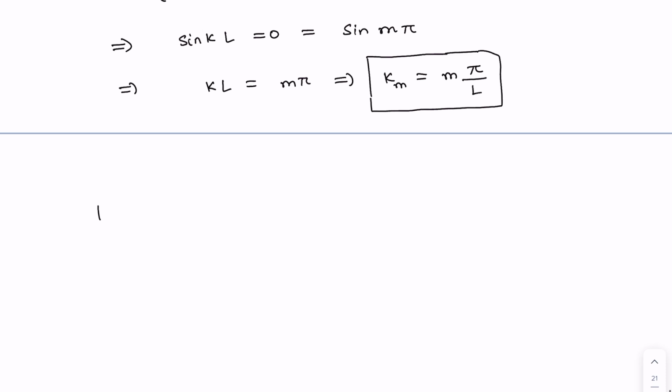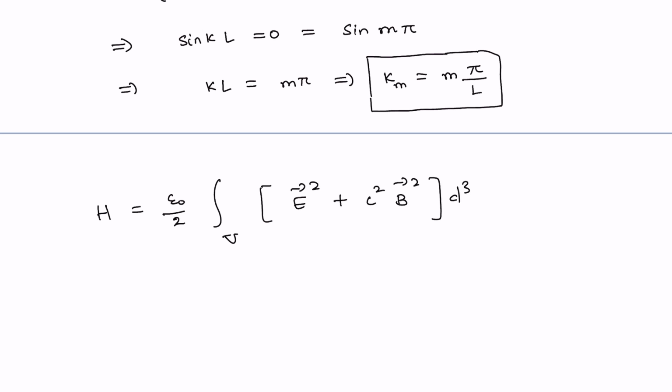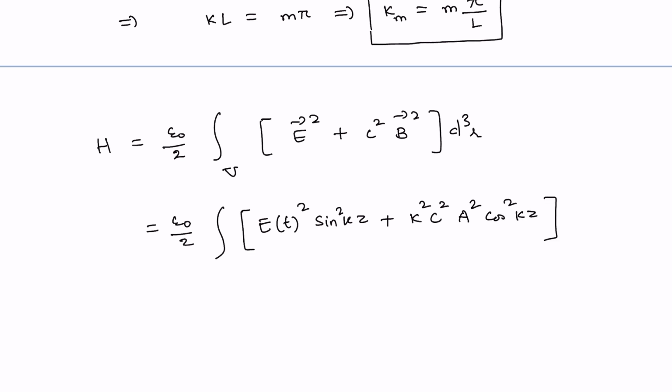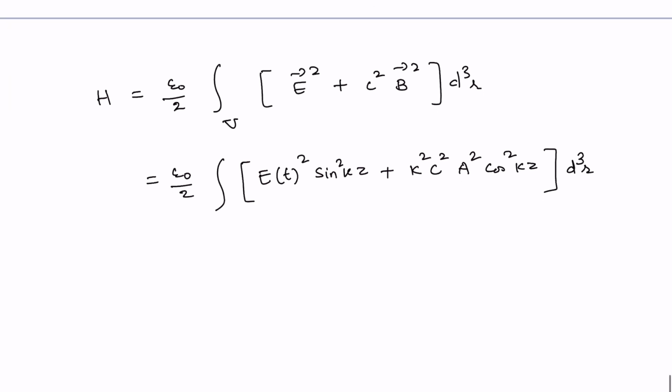So the Hamiltonian, therefore, I can now write as epsilon 0 by 2. In this Hamiltonian, I have to put down the expression for the electric field and the magnetic field, and if I do that, then I am going to get epsilon 0 by 2, and I have E of t square sine square kz plus k square c square A square cos square kz. I am simply putting the values of the electric field and the magnetic field here, the expressions that I have just written. So this is what I am going to get.